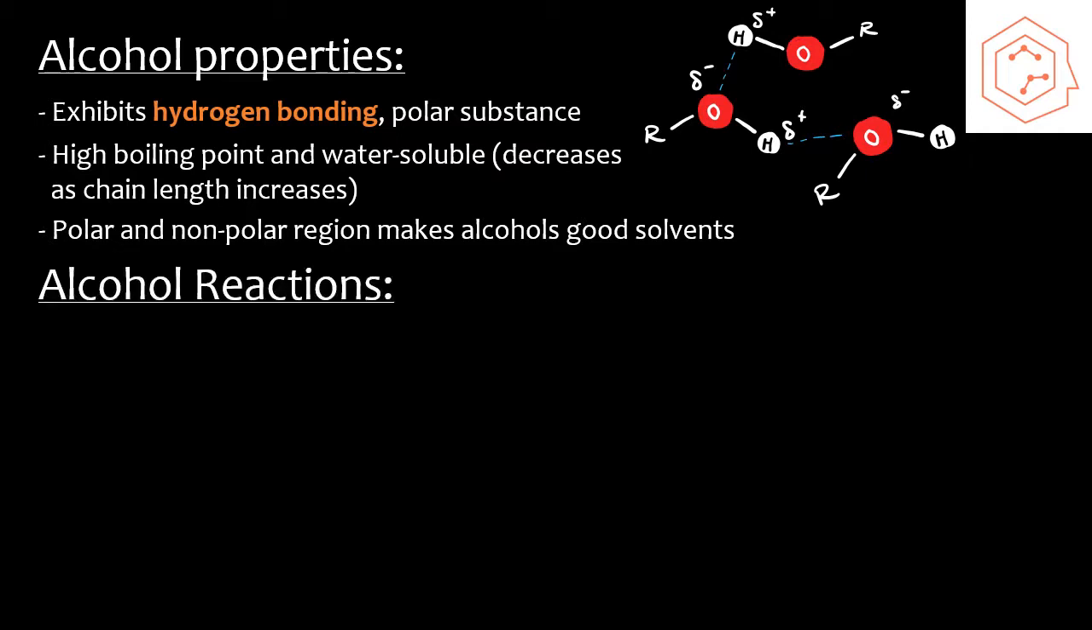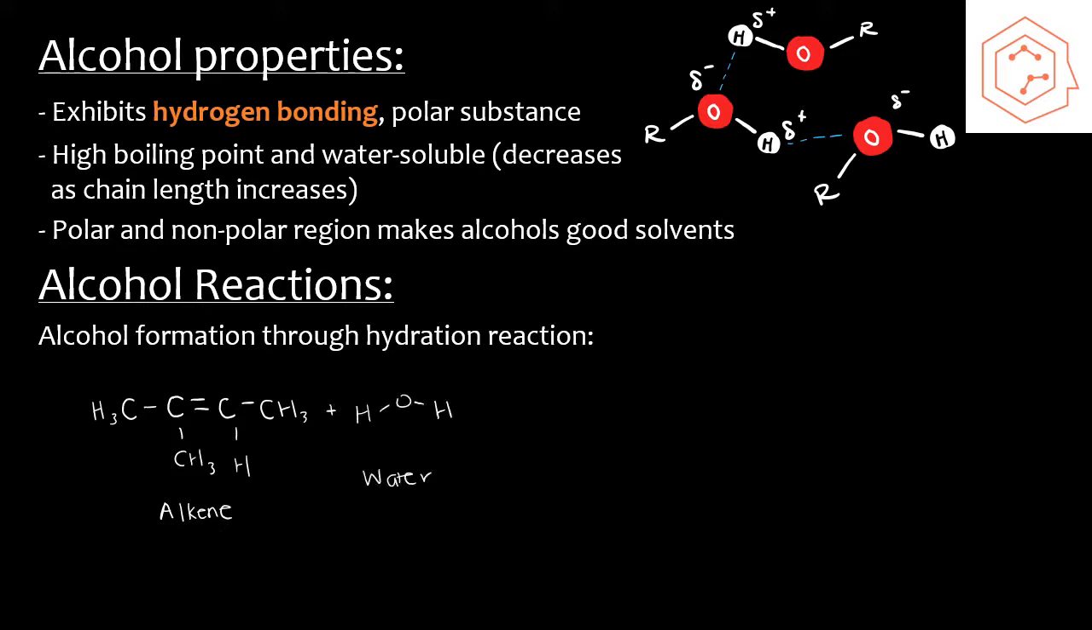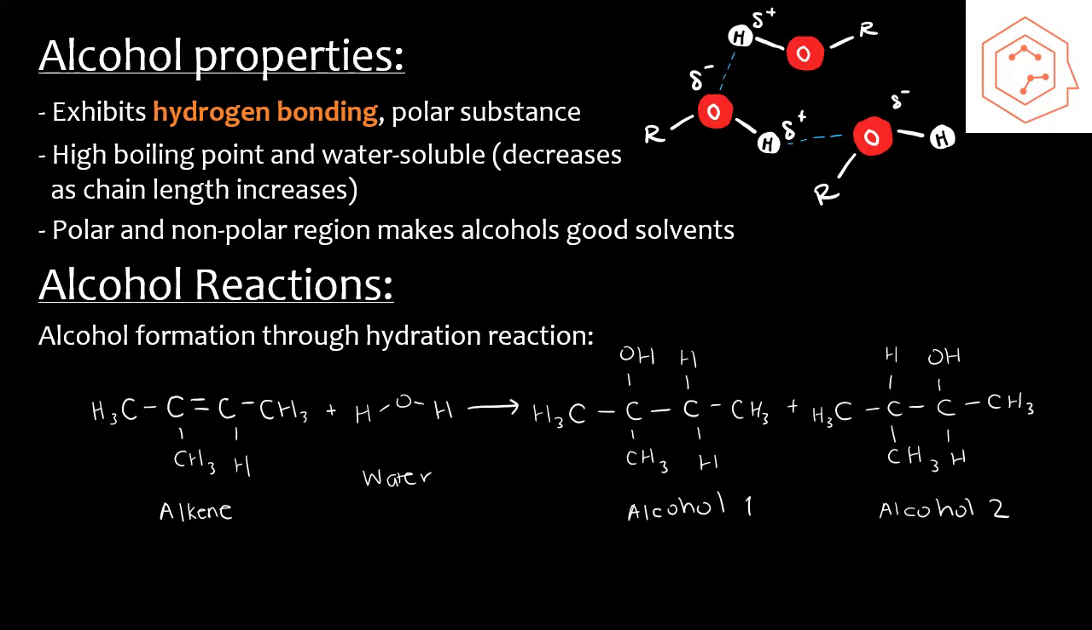Alcohols can also undergo a variety of reactions. I'm going to focus in on 2 of them. First, we can see that alcohols can be formed through a hydration reaction, which is a type of addition reaction. In a hydration reaction, we can extract from the name that we are going to be reacting a molecule with water. To form an alcohol, we have to react one alkene with a water molecule. And this is going to form 2 possible alcohol products, but we're going to follow Markovnikov's rule to determine the major product in this situation.